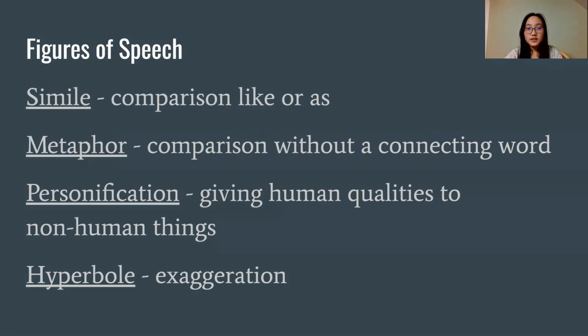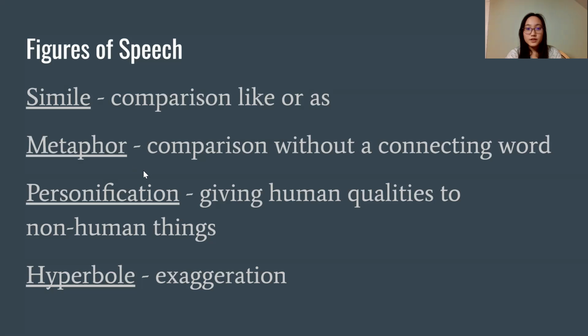First we have simile. That's when you compare two things using like or as. For instance, cool as a cucumber. You're saying something is cool, or you're comparing cool and cucumber, and you're using the connecting word as.